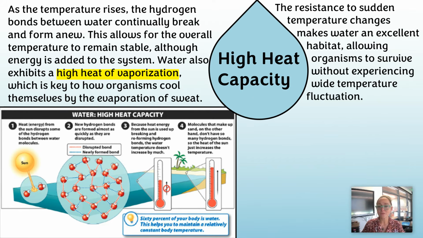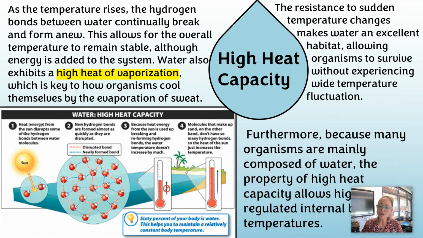Now, the resistance to this sudden change in temperature allows water to be an excellent habitat without large temperature fluctuations. And if we also think about how, as mammals and animals, a large percentage of our body is water, and therefore the fact that it can absorb a lot of heat, whether it's heat we create ourselves by our mitochondria or heat from the environment, it helps us to also thermoregulate and maintain kind of constant internal body temperatures.